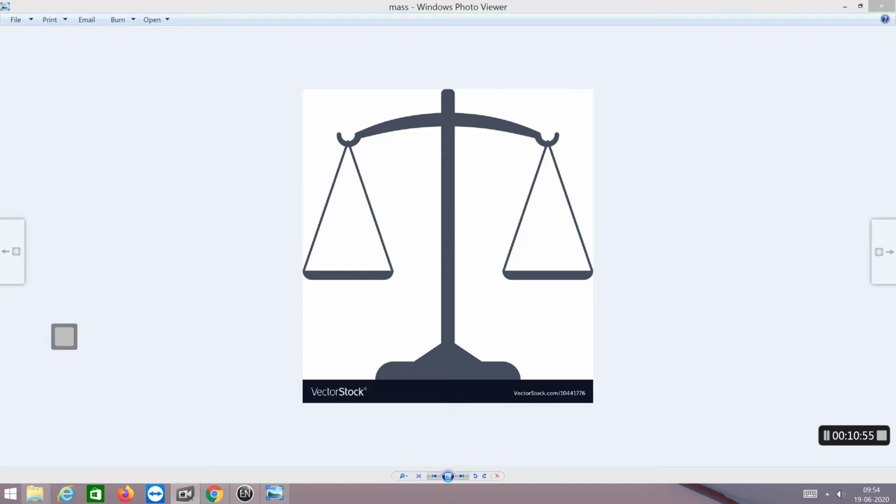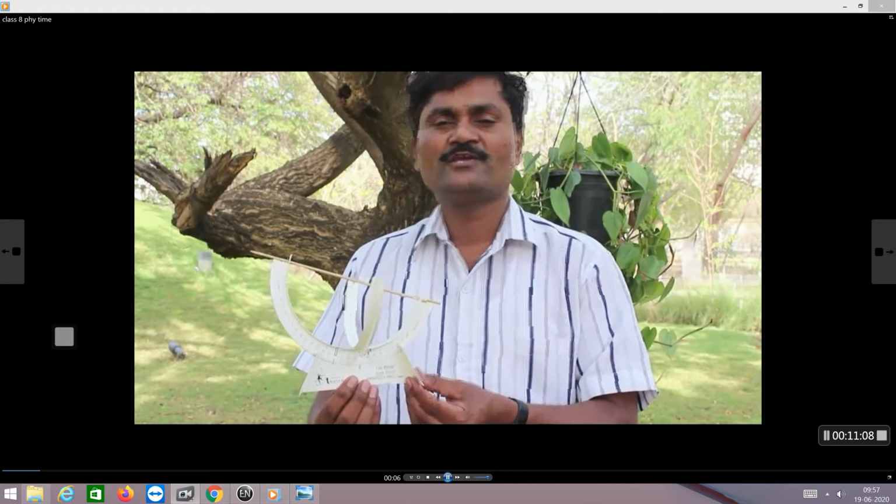So we have learned two units. The basic unit of length is the meter and the basic unit of mass is the kilogram. In addition to the basic units, there are other units also.